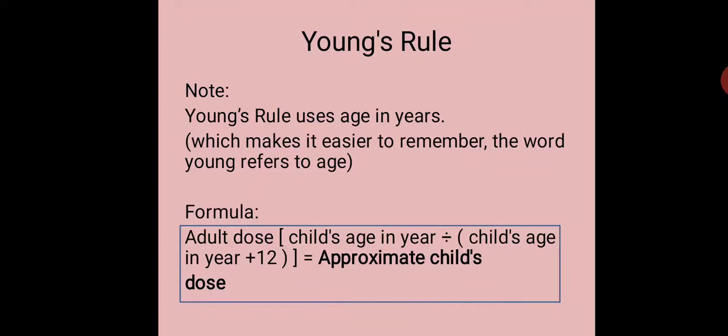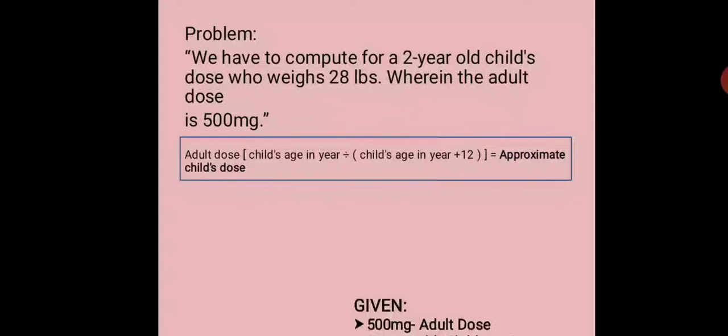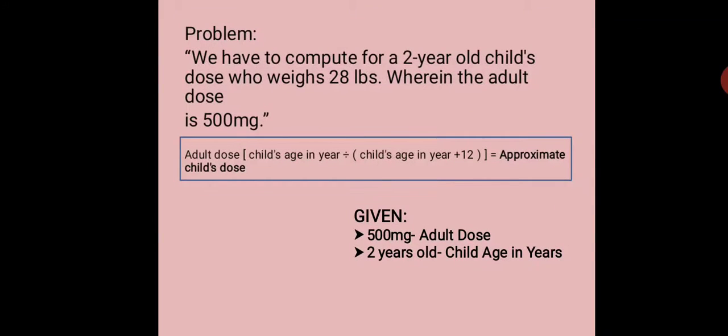So, formula ni Young's. So, formula niya is adult dose times child age in years divided by child age in years plus 12. Okay. So, we have here again the problem. So, problem, we have to compute for a 2-years-old child dose who weighs 28 pounds, wherein adult dose is 500 mg. So, again, ano yung given or hinihingi ng formula? So, ang hinihingi ng formula is adult dose and age in years. So, adult dose again is 500 mg at yung edad ng bata is 2 years old.